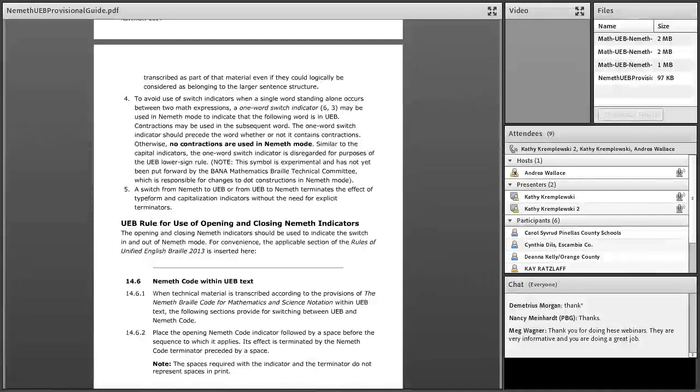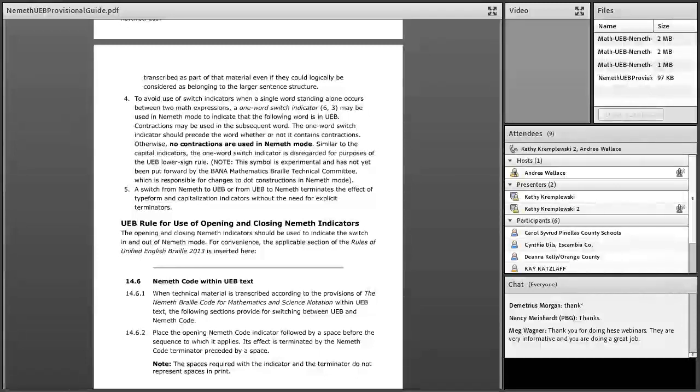So here on number 4 is where it says no contractions are used in Nemeth mode. It says to avoid use of switch indicators when a single word standing alone occurs between 2 math expressions, a one-word switch indicator, which you guys learned in 6.3, may be used in Nemeth mode to indicate the following word is in UEB. Contractions may be used in a subsequent word. A one-word switch indicator should precede the word whether or not it contains contractions.